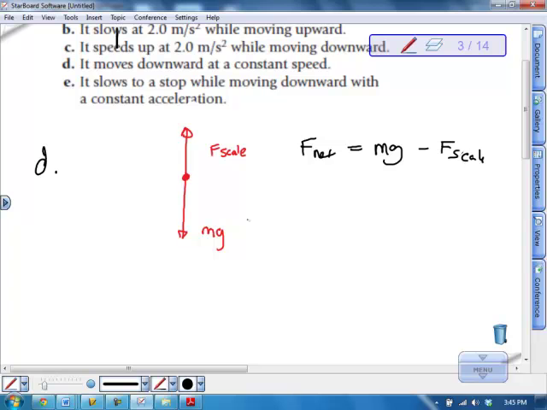Part D, it moves downwards at a constant speed. Once again, if the speed's constant, direction doesn't matter. So this is going to be this equal and opposite. So you're going to get the same answer you got for part A.